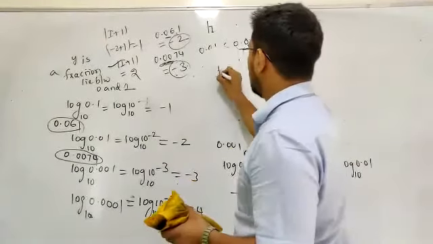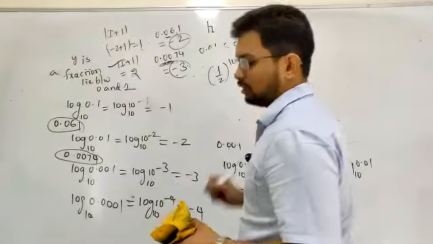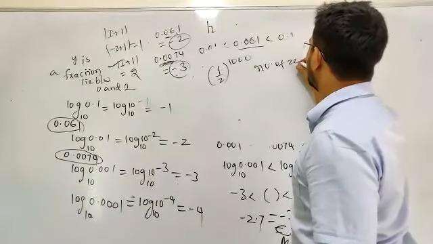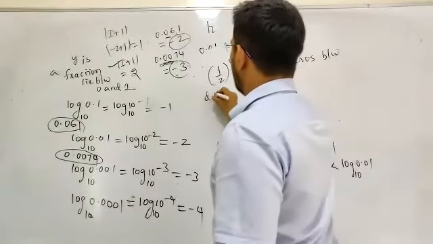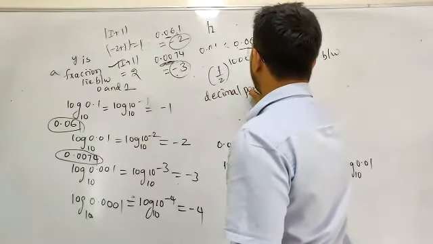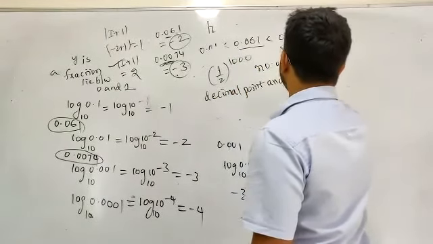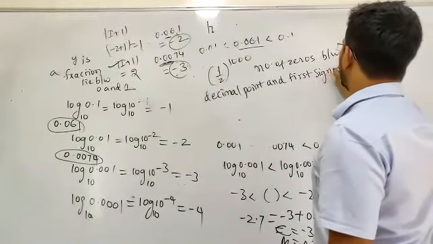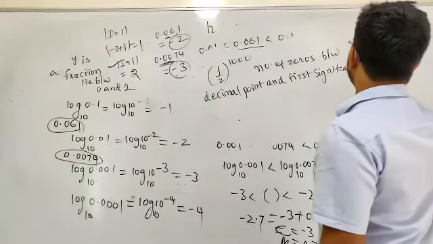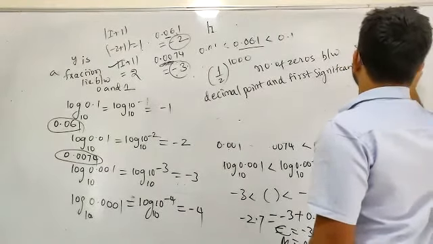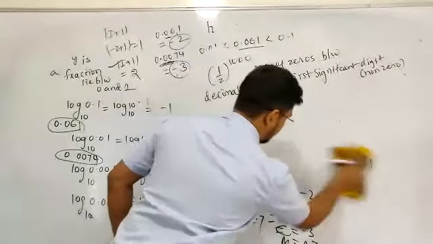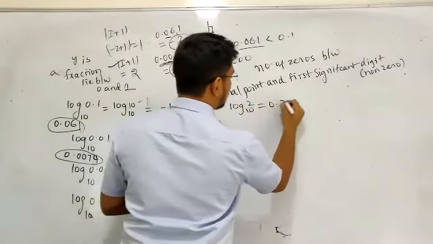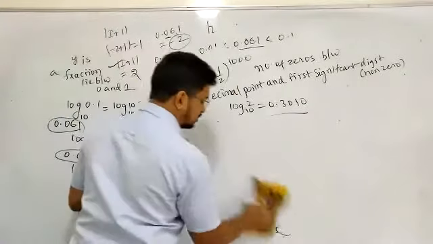Listen, the number is 1 by 2 whole power 1000. I'm asking you the number of zeros between the decimal point and the first significant non-zero digit. Then the number of zeros అడుగుతున్నారు. Let's apply the concept which we learned. Already given, log 2 to the base 10 is 0.3010.